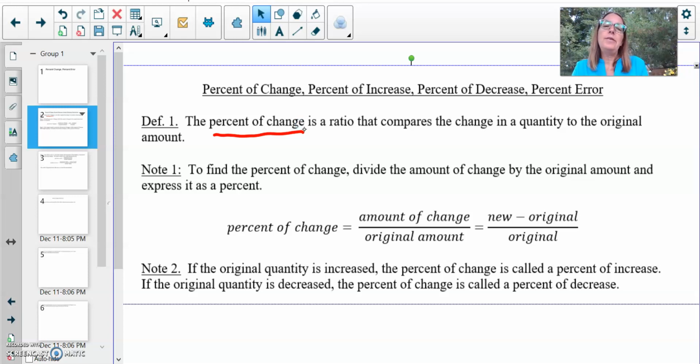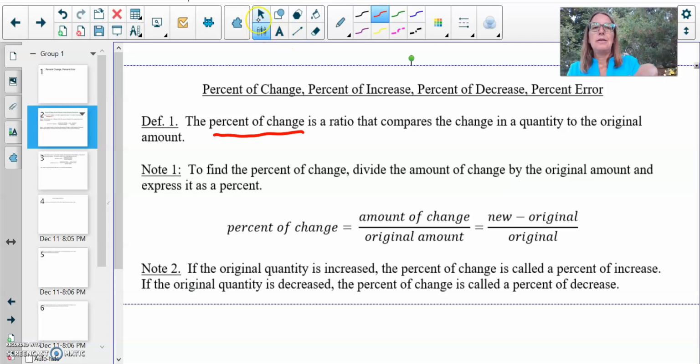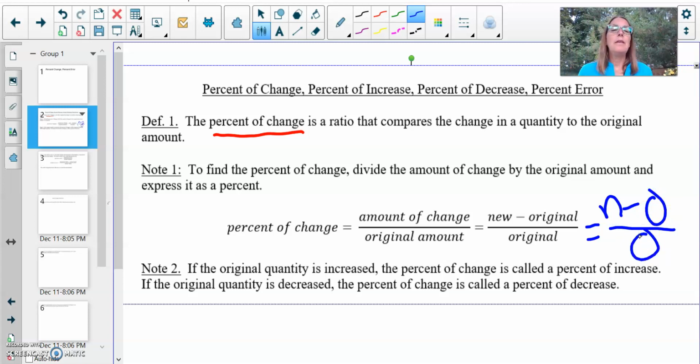So the percent of change is the amount of change divided by the original amount. And you can think about it as new minus the original, or old, divided by the original. So I think about it as new minus old divided by old. If the quantity is an increase, the percent of change is called a percent of increase. If the quantity is a decrease, the percent of change is called a percent decrease.